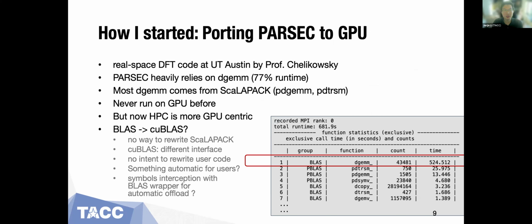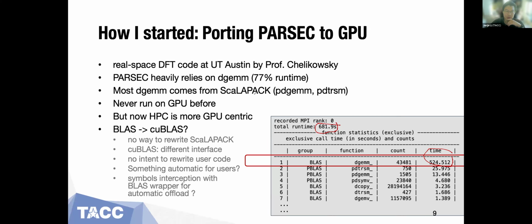So my journey with auto offload started when I worked with the Parsec people. It's one of the important codes at TACC, so I worked with that team. It is a real space DFT code developed at UT Austin by Professor Chelikowsky, and Parsec heavily relies on DGEMM operations. The profile at the bottom shows the total runtime is 681 seconds, but you run DGEMM for 524 seconds, so 77% in BLAS, almost all in DGEMM.